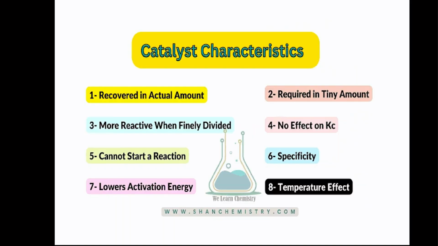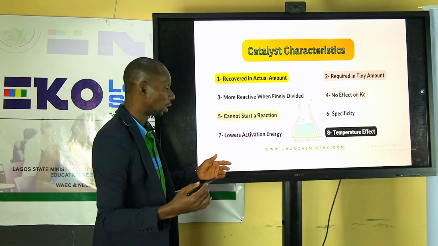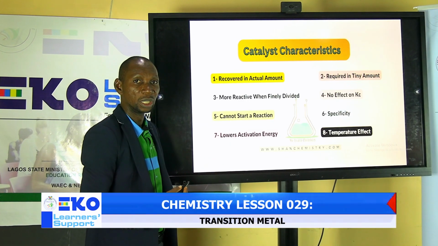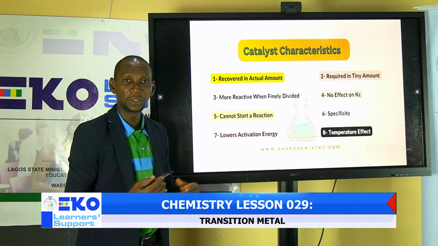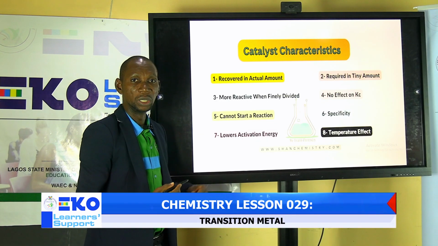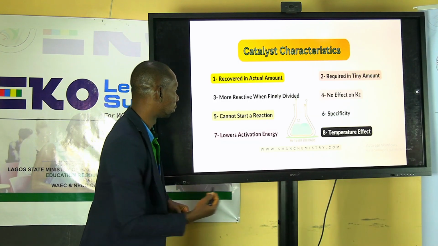So these are other characteristics of catalysts. They are recovered at the end of a reaction. They are required only in small quantity. They lower the activation energy. They increase the rate of reaction. They are affected by temperature. They are affected by pH. They do not have anything to do with the equilibrium constant of a reaction.